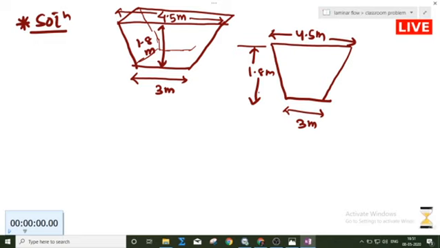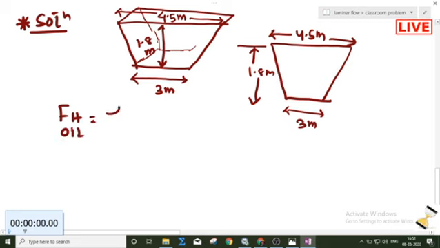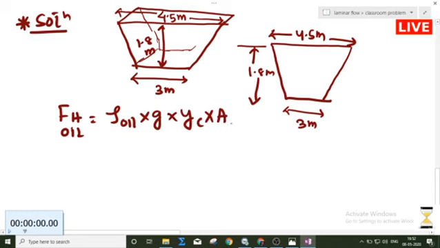Okay, now we have to find out the hydrostatic force of the oil. What is the hydrostatic force of the oil? This is density of the oil into g into YC into A. What is this area? This is the projected area. So YC you can find out, there is no problem.